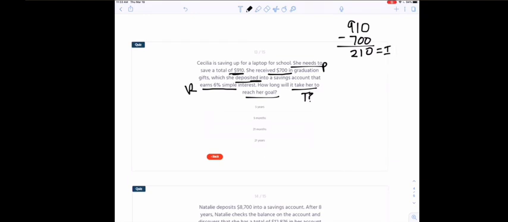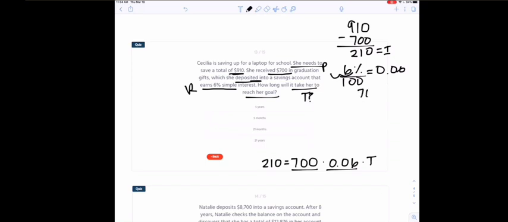Okay, so now that we have that, let's get started. $210 is equal to $700, which is her principal. The rate we need to convert it, 6% divided by 100. 1, 2 gives me 0.06. Okay, and we don't know the time. So let's do this. 700 times 0.06.